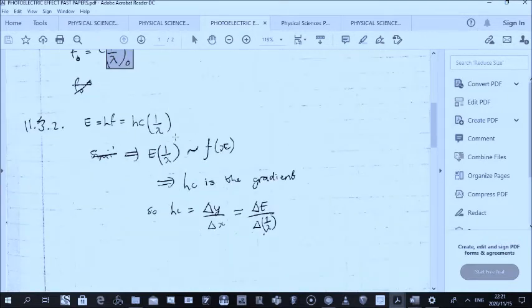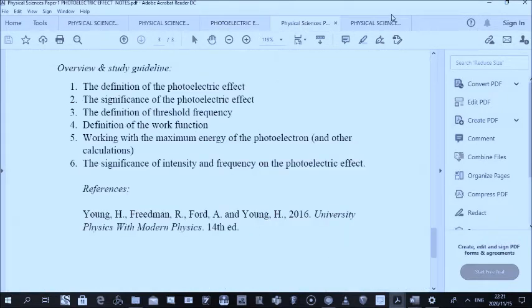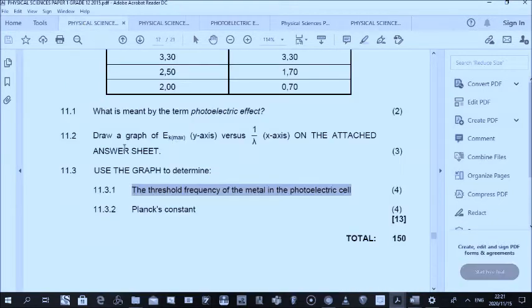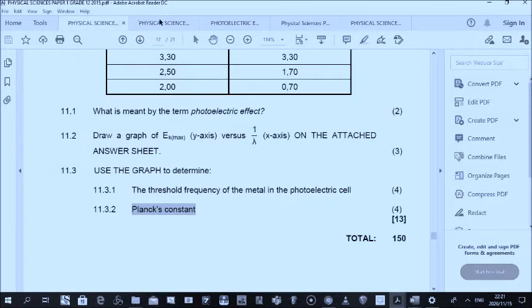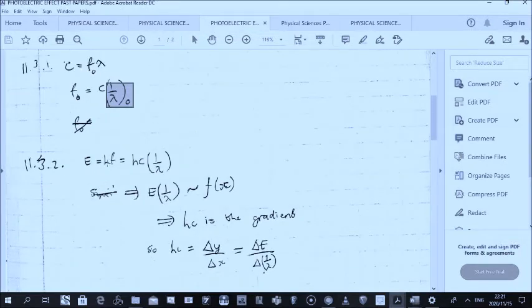Now what I want to move on to is the next question. How can we use this graph here to obtain Planck's constant? Now, you have to remember this expression, energy of a photon, E equals hf, equals hc times 1 over lambda. So E equals hc times 1 over lambda.